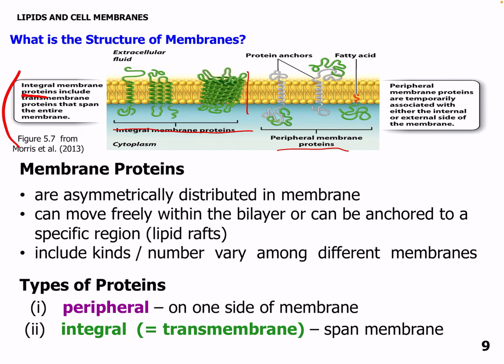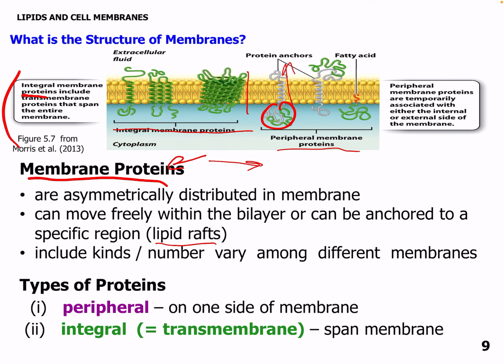We also have peripheral membrane proteins, which are temporarily associated with either the internal or external side of the membrane. So it can be initially down here and then move up here, or vice versa. Membrane proteins are asymmetrically distributed in the membrane. They can move freely within the bilayer or can be anchored to a specific region, like lipid rafts. So we saw earlier that they can be fluid and move around, but some are anchored as well.